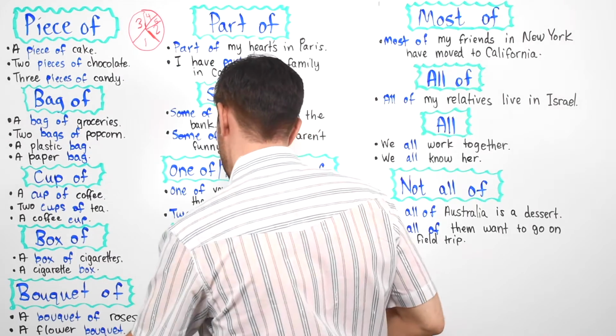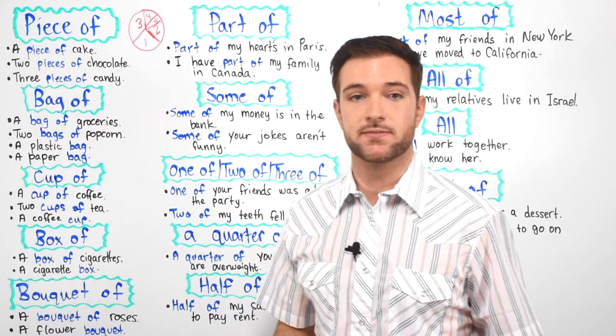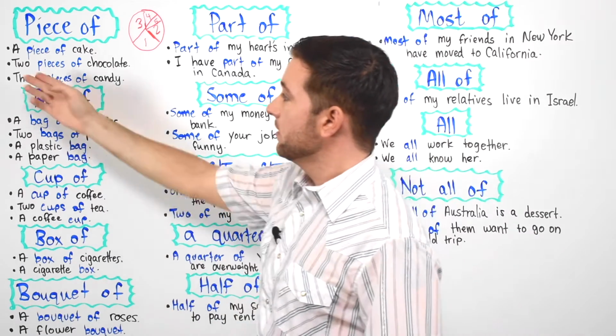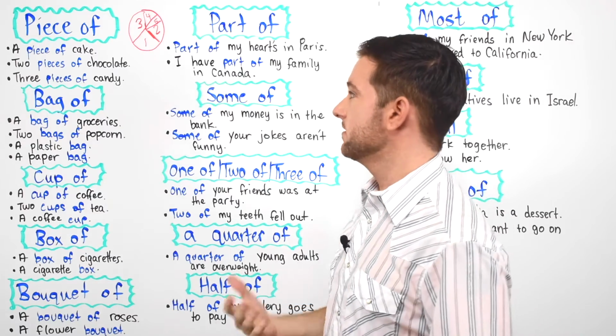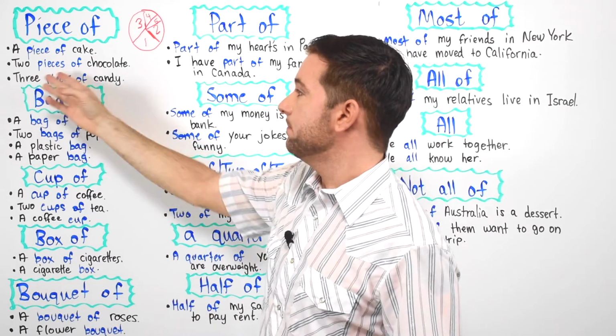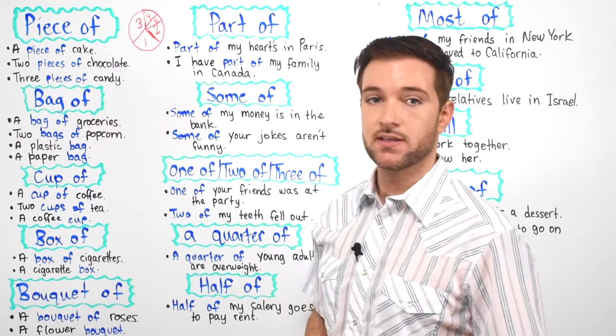All right, a piece can be big or a piece can be small. It can come in different sizes. All right, so here we have a piece of cake, like a piece of birthday cake or a piece of wedding cake, two pieces of chocolate, and three pieces of candy.